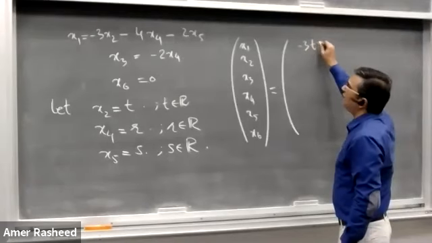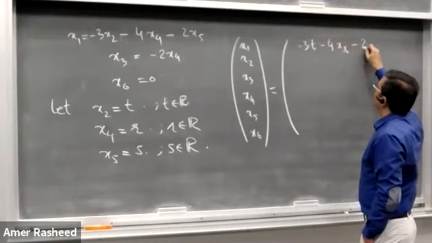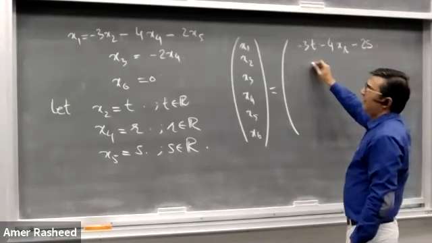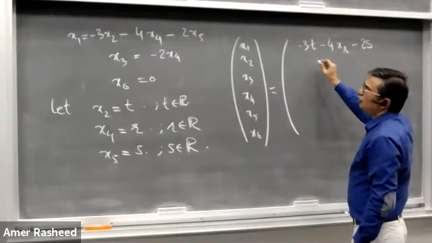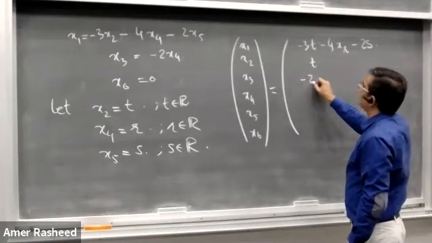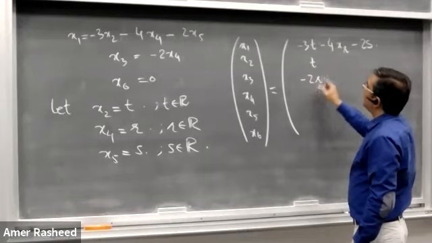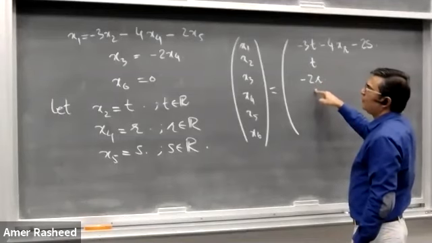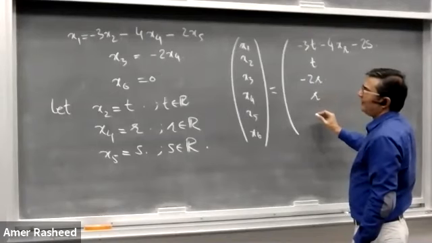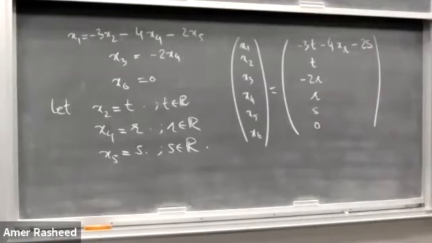So what do you obtain here? x1 is negative 3x2, which is t, negative 4x4, which is r, and negative 2x5, which is s. Okay. And then x2 you set there, it is t. And x3 is negative 2x4. x4 is r. x5 is s. And x6 is 0. So this is your solution of that corresponding homogeneous linear system, which has infinitely many solutions in fact.